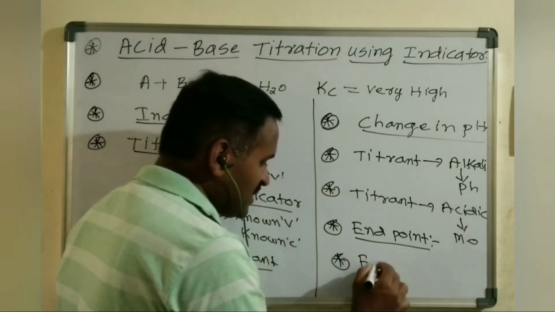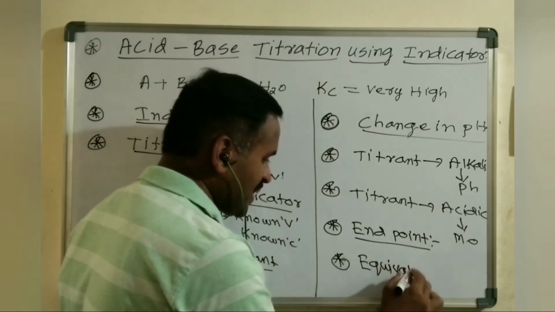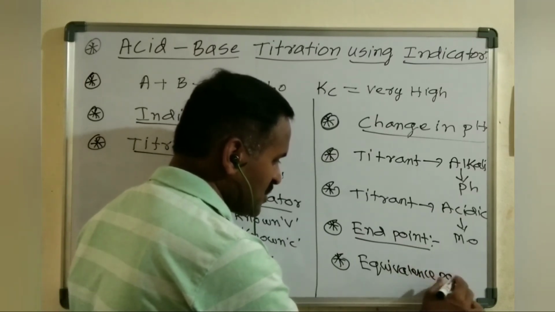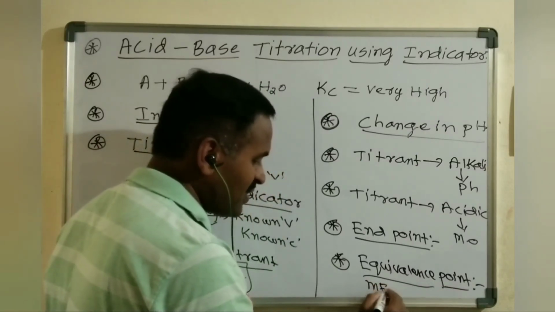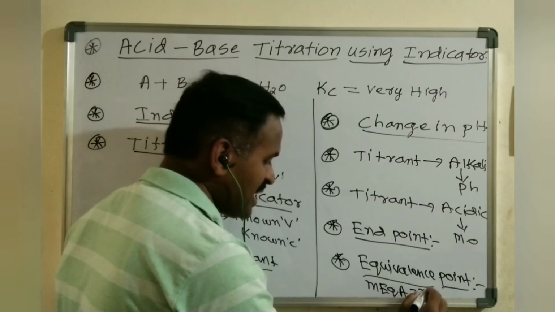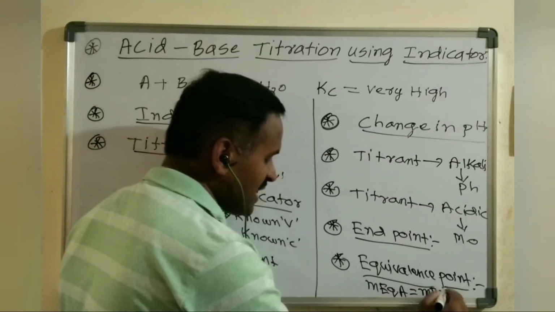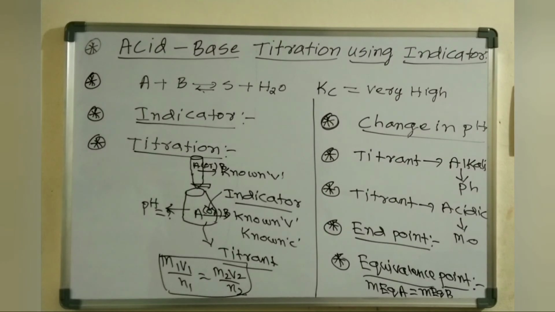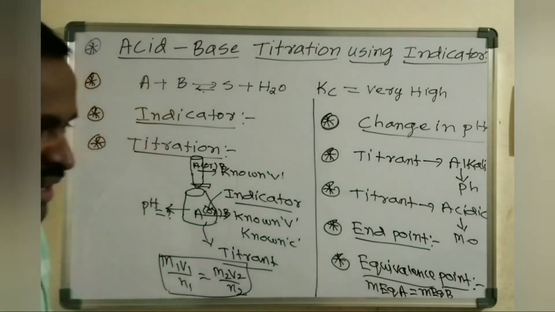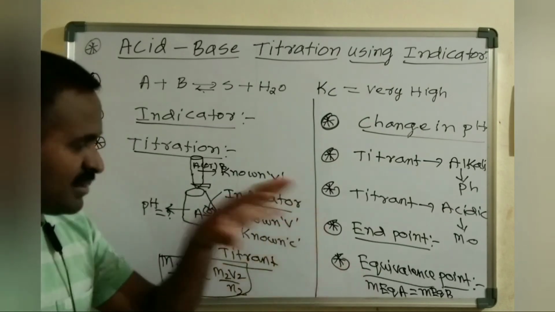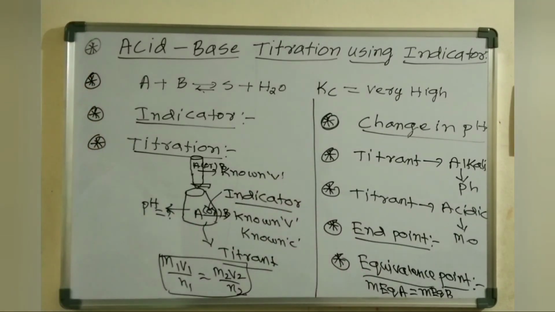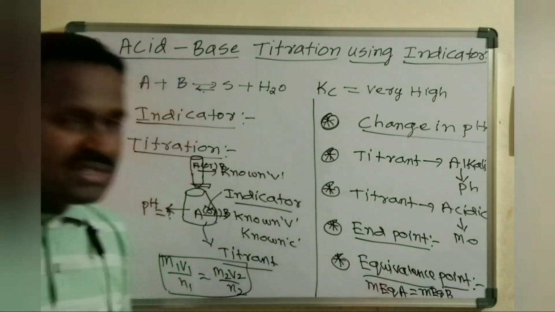And the next one is the equivalence point. The equivalence point is the point at which the milli equivalents of acid equal the milli equivalents of base. At this particular point, theoretically the reaction is completed, or a complete neutralization takes place according to the balanced equation. Equivalence point is the point at which the reaction is completed.